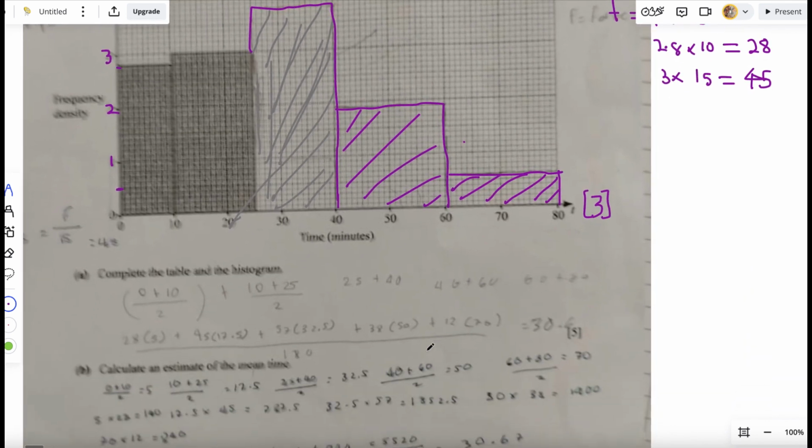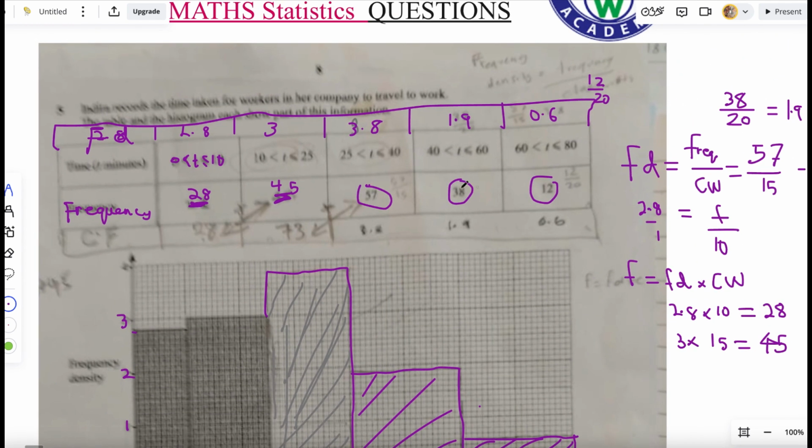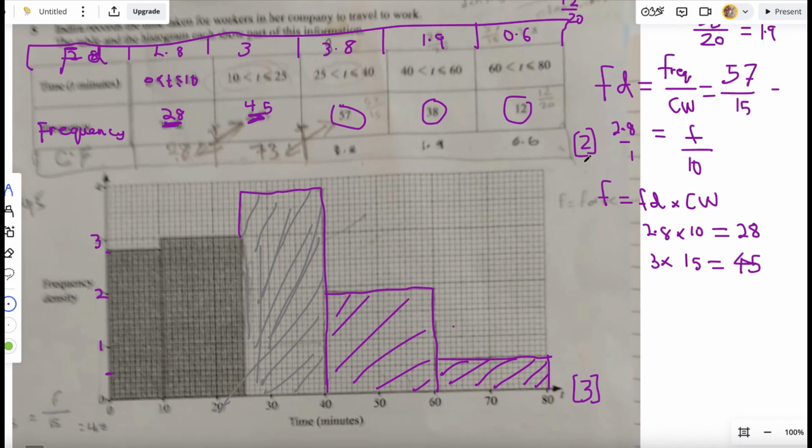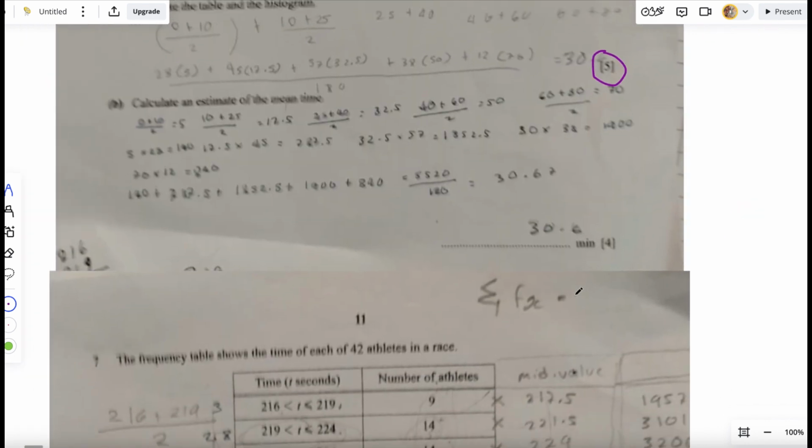Is that okay? Now the first question says complete the table and the histogram, so you have to do the table and the histogram. We've done that, right? Altogether 5 marks. Since we completed 2 places for the table, 28 and 45, that gives us 2 marks. The histogram, we completed 3, that will give us another 3 marks. Both of them is 5 marks, because that's what it says.